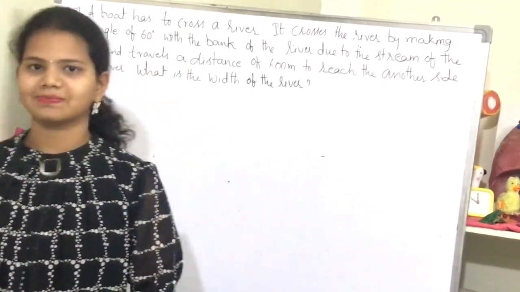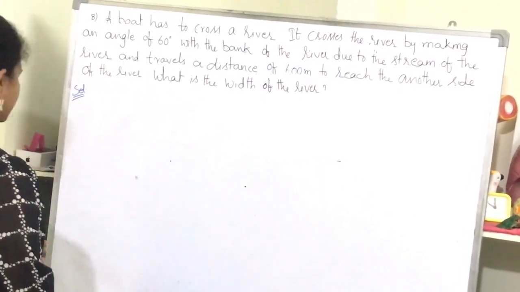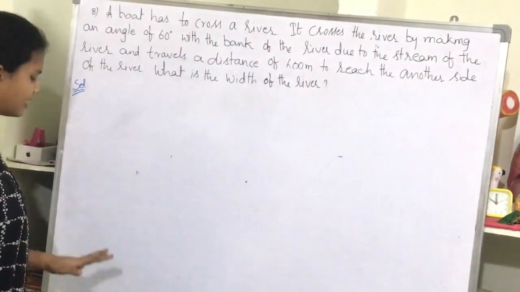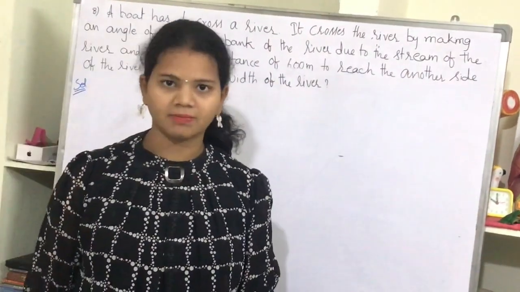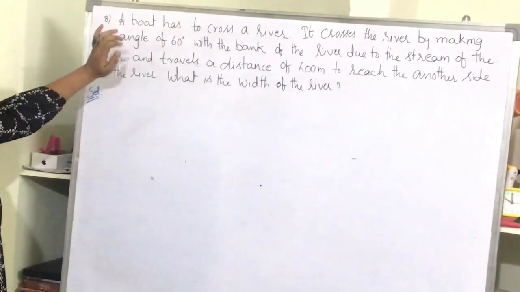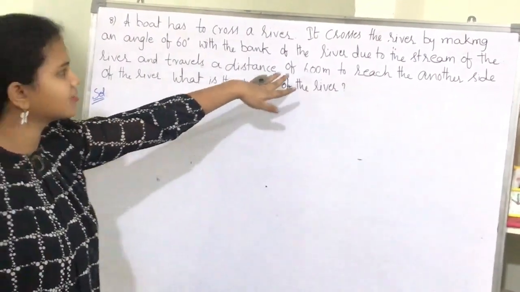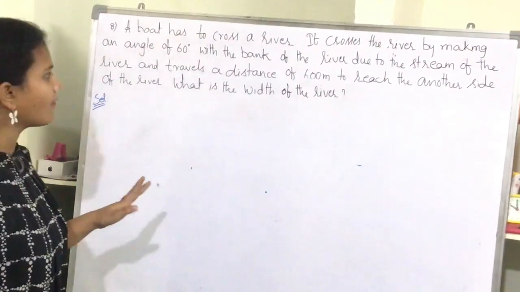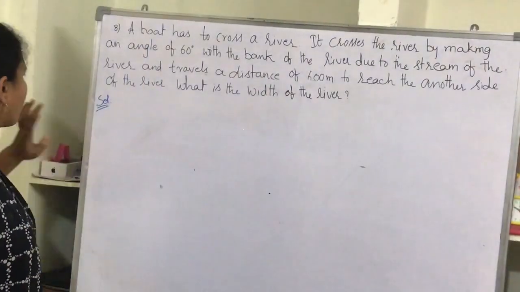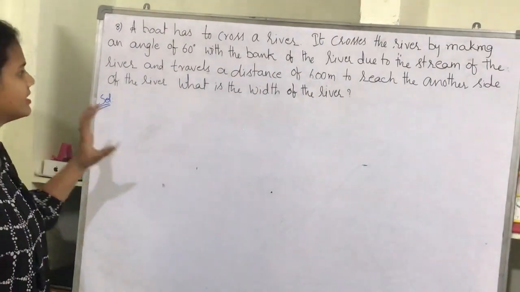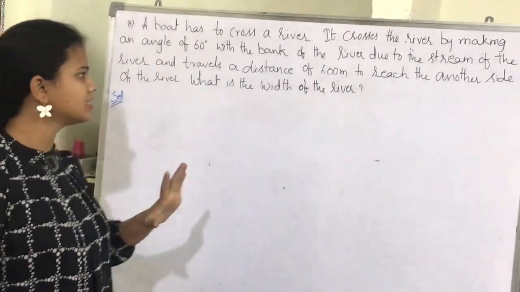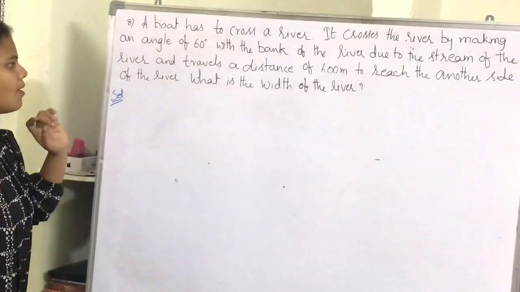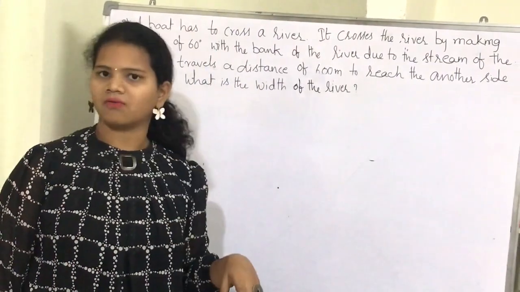Akshaya. So today I'm here to explain the 8th question in exercise 12.1, applications of trigonometry. Here you have: a boat has to cross a river. It crosses the river by making an angle of 60 degrees with the bank of the river due to the stream of the river, and travels a distance of 600 meters to reach the other side of the river. What is the width of the river?